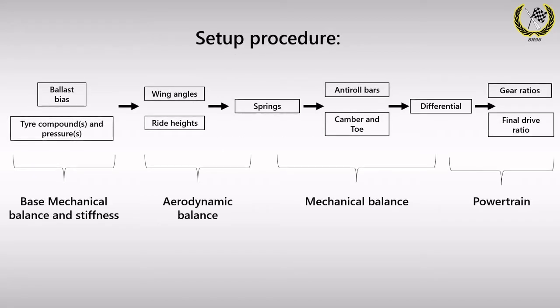So, based on our flowchart, it is evident that the aerodynamic balance of the car has been fixed, and now we'll focus on optimizing the mechanical balance of the car to maintain an optimal compromise between agility and stability.